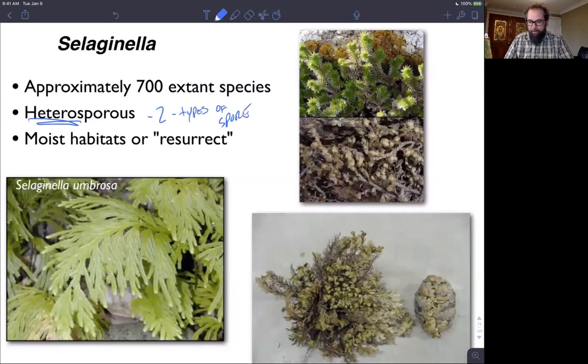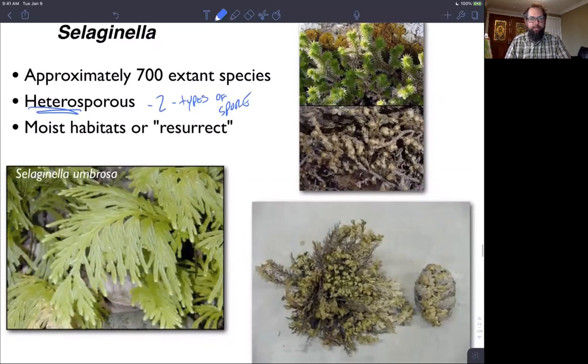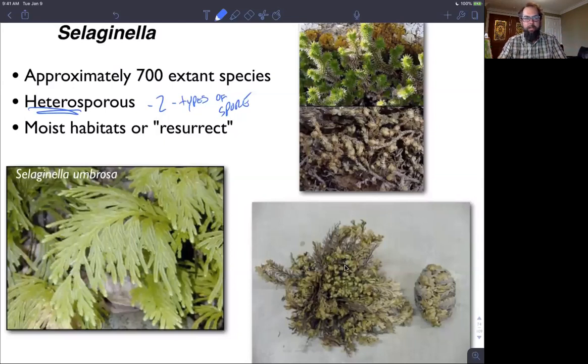A cool plant that you may or may not be familiar with is the resurrection plant. This one is shown here. These are found in the desert southwest of the US. In the dry season, these will actually dry up into this sort of crusty brown form. You might walk by this little ball and think it's a dead plant. But as soon as they're hydrated, they actually open up, turn green again, and begin to photosynthesize.